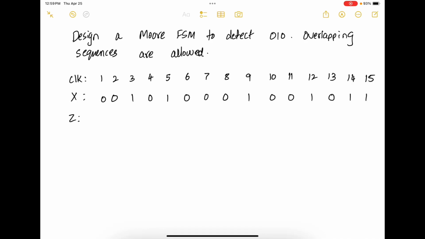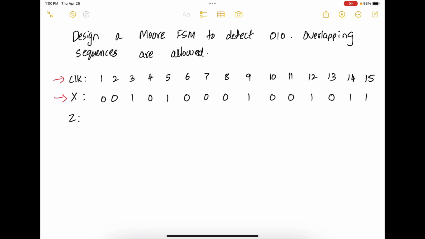Let's now try to design a Moore FSM to detect the sequence 010. Overlapping sequences have to be detected as well. So before we design the FSM, let's try to fill out this table here. We have a clock which goes for 15 pulses, and we have the input X, and we have to determine Z. Z is equal to 1 when the sequence is detected.